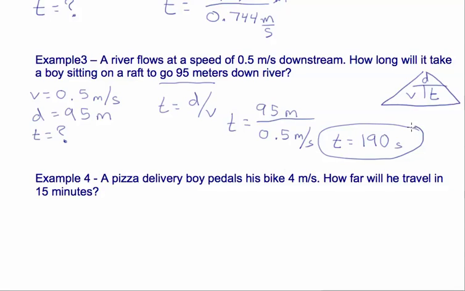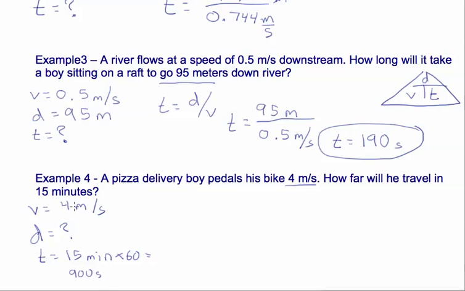A pizza delivery boy pedals his bike 4 meters per second. That's a velocity. How far, so we know we're solving for distance, will he travel in 15 minutes? And hopefully you've already noticed the issue with the units. This is in meters and seconds. This is in minutes. So we're going to do times 60. And 15 minutes is 900 seconds. And now our seconds will cancel out to give us meters.